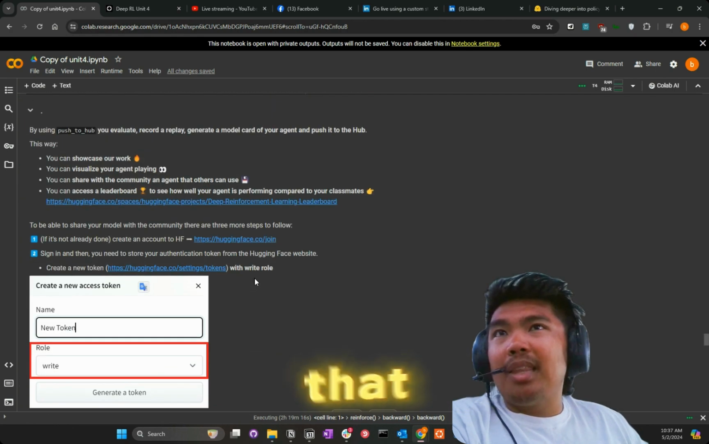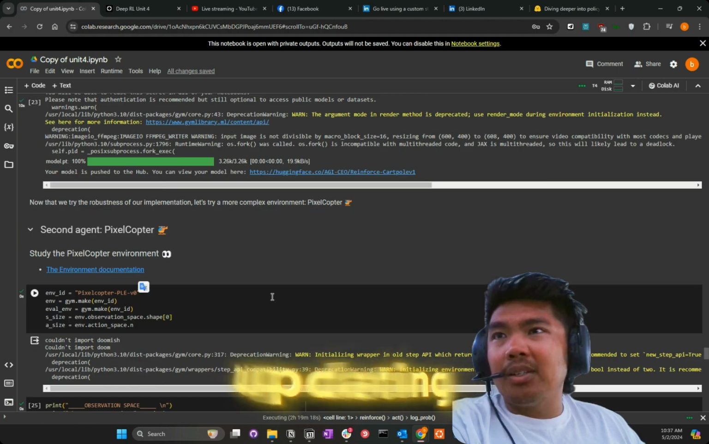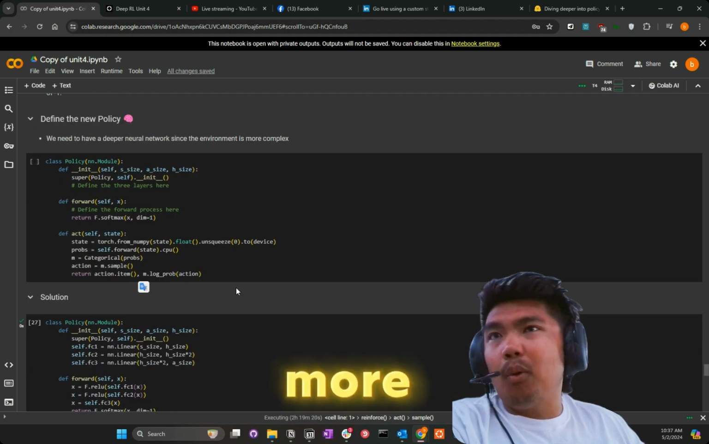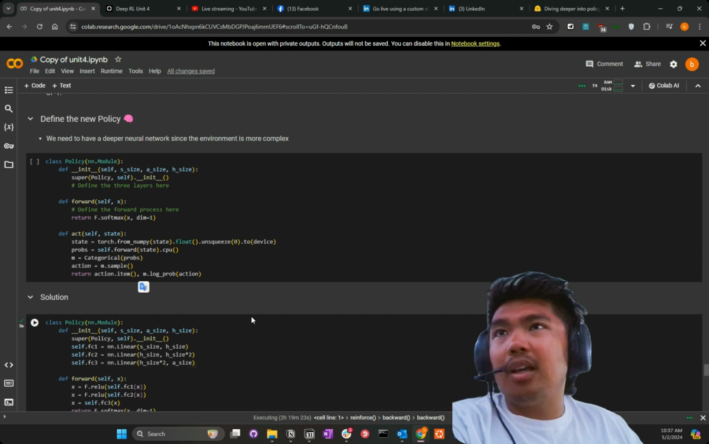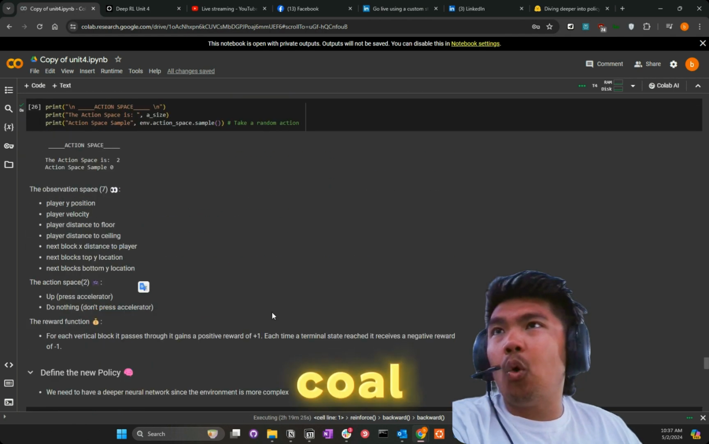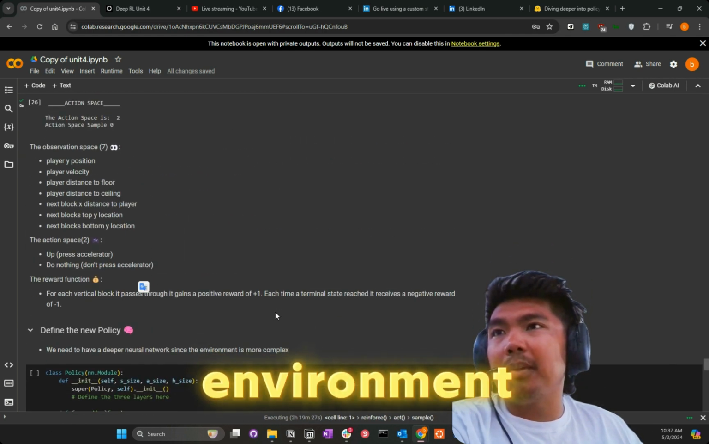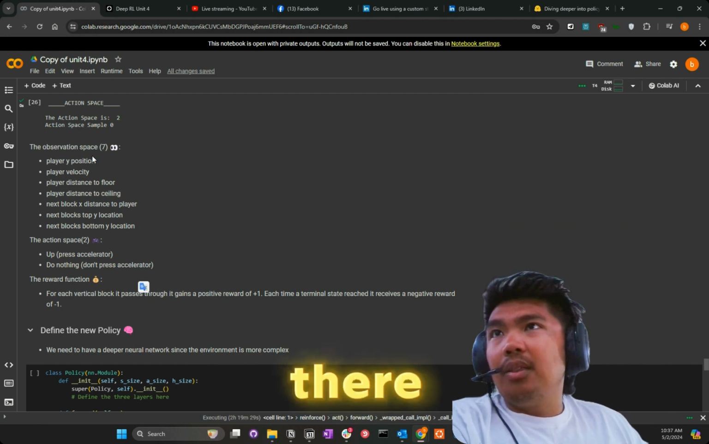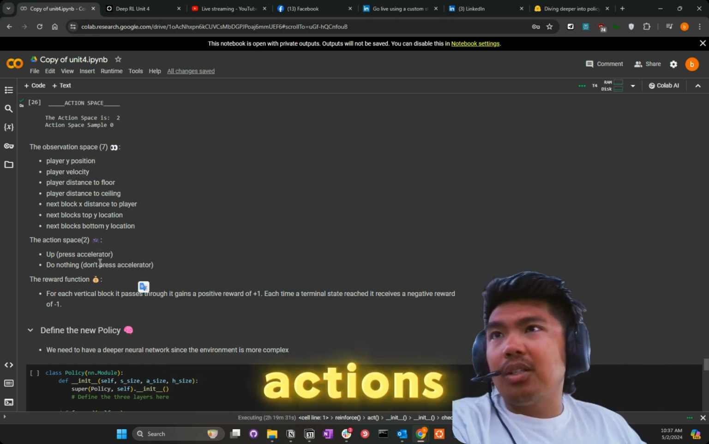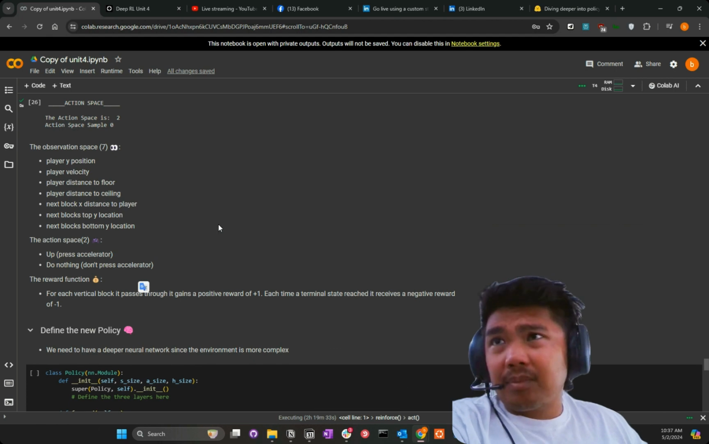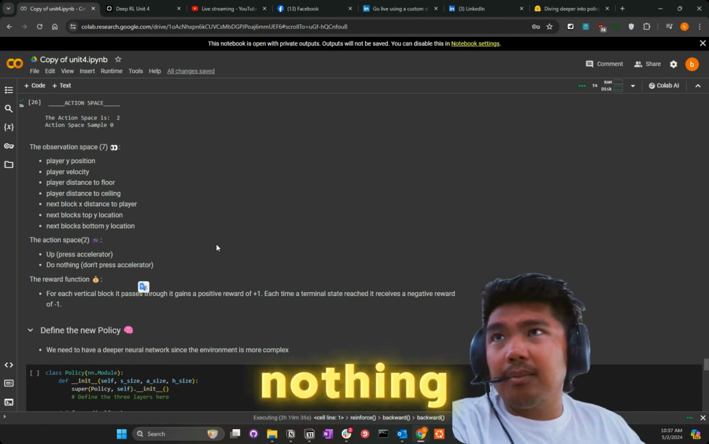the incoming environment, that environment you're traveling, is always updating. So this is a little bit more of a complicated environment compared to the pole cart environment. So there's 7 observations and 2 actions that you can do. You can go up or you can do nothing.